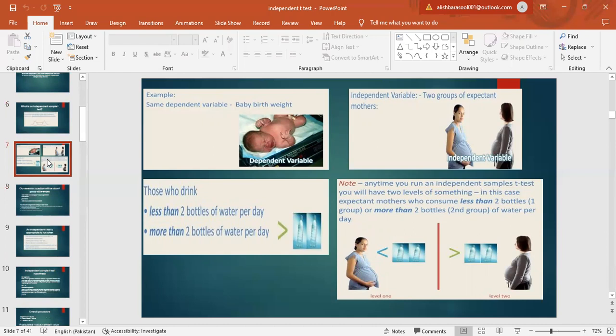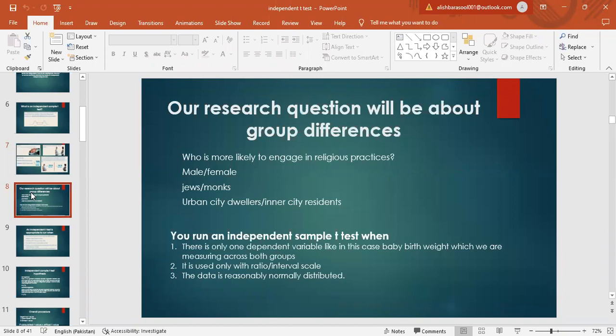Note, anytime you run an independent samples t-test, you will have two levels of something. In this case, expectant mothers who consume less than 2 bottles are one group, and more than 2 bottles of water per day are the second group. A research question will be about group differences: who is more likely to engage in religious practices, male, female, Jews, monks, urban city dwellers, inner city residents? You run an independent sample t-test when there is only one dependent variable, like in this case baby birth weight, which we are measuring across both the groups.